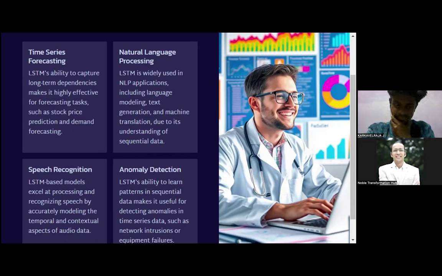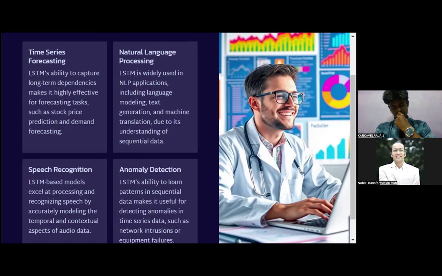LSTM's ability to capture long-term dependencies makes it highly effective for forecasting tasks such as stock price prediction and demand forecasting. Wherever you need forecasting to make decisions, it can be any industry, guys. It's not only stock. It can be financial. Forecasting is for decision making, so that whatever decision you are making now is relevant for the future, so that you are always optimizing your objective function.